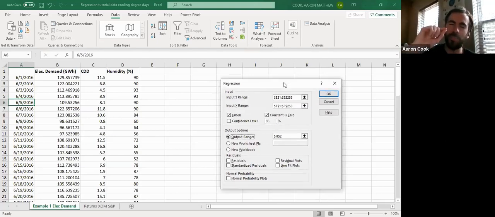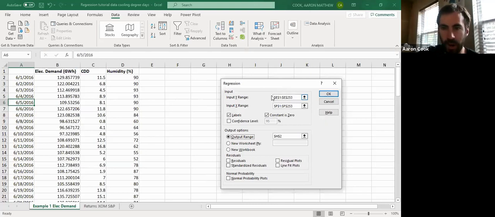So on the left-hand side of the equation, we have electricity demand. Electricity demand is the thing that we want to predict. And cooling degree days is the thing that we want to use to predict electricity demand. So the y variable is the thing that we're trying to predict. The x variable is the thing that we're using to predict that variable.